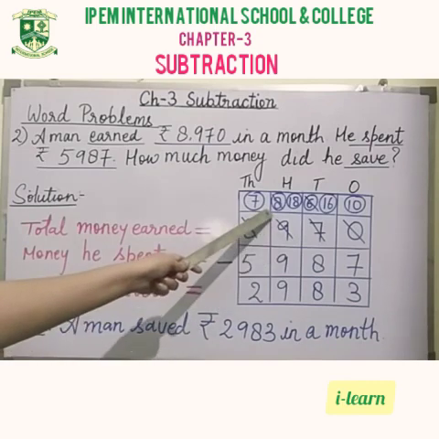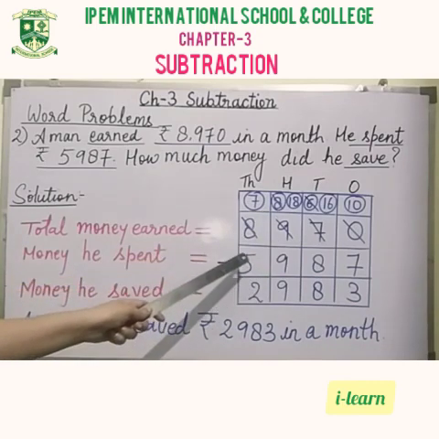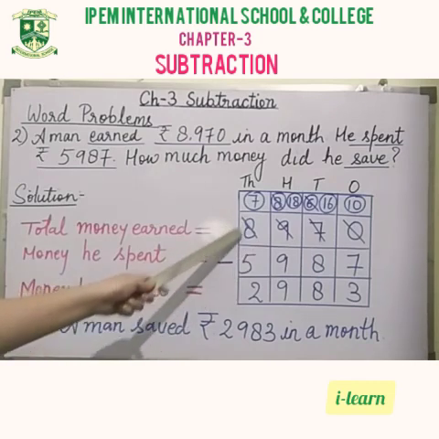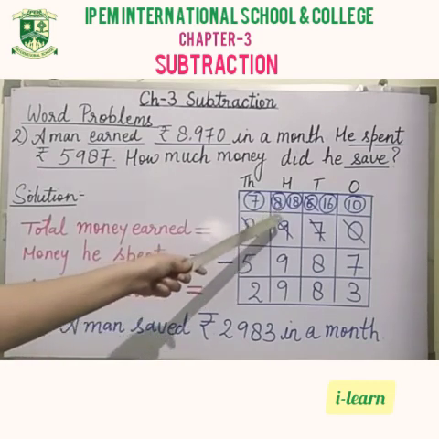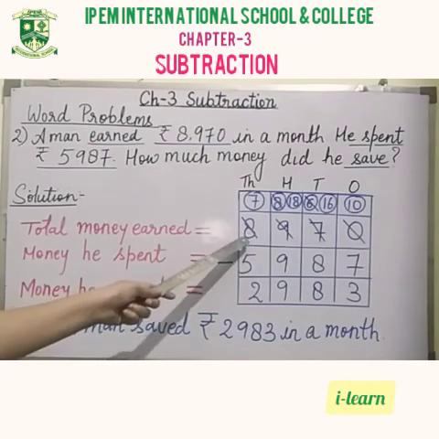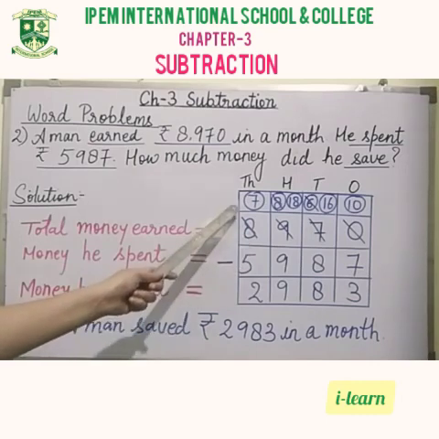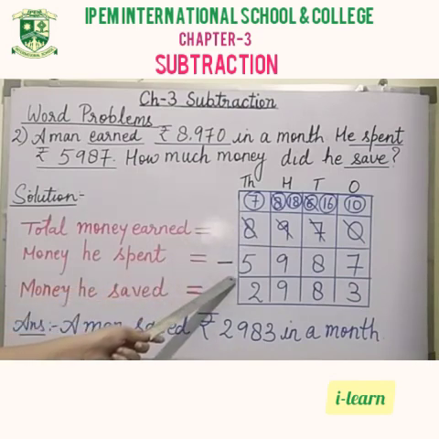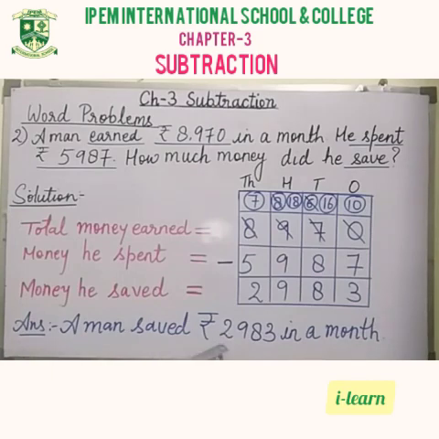8 minus 9 is again not possible, so we will borrow one from 8. So this 8 at the hundreds place will become 18. 18 minus 9 is equal to 9. Now we will subtract the digits of the last column. This 8 becomes 7, so 7 minus 5 is equal to 2. So how much money did the man save in a month? A man saved 2,983 rupees in a month. So in this way we can solve subtraction word problems.